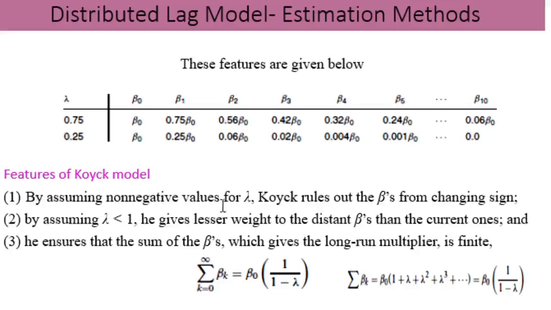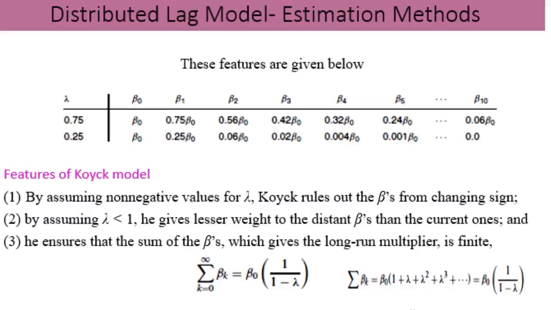By assuming a non-negative value of lambda, Koyck rules out the betas from changing signs. That is, he assumes that the value of lambda will be non-negative or positive, and therefore he rules out the betas from changing sign. By assuming lambda less than 1, he gives lesser weight to the distant betas than to the current ones.